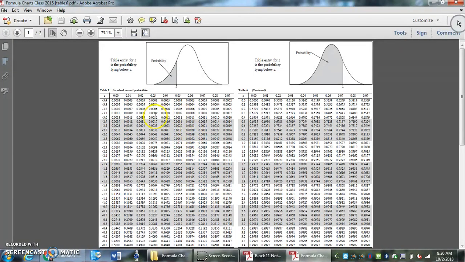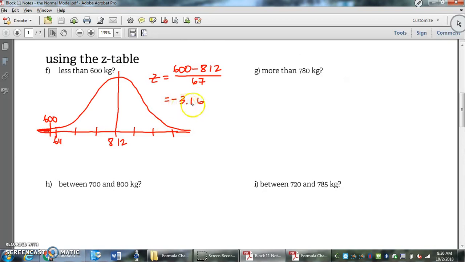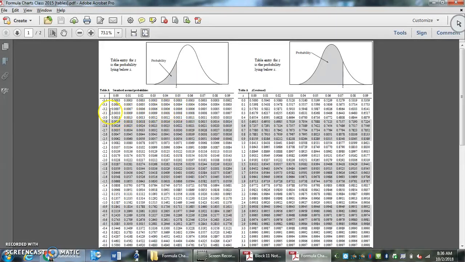So I have a z-score of negative 3.16, so along the left side I'm looking for negative 3.1, which is right here. And then I just need to move my finger over until I'm underneath the 0.06 column. So negative 3.16, and then this is our proportion for that z-score.